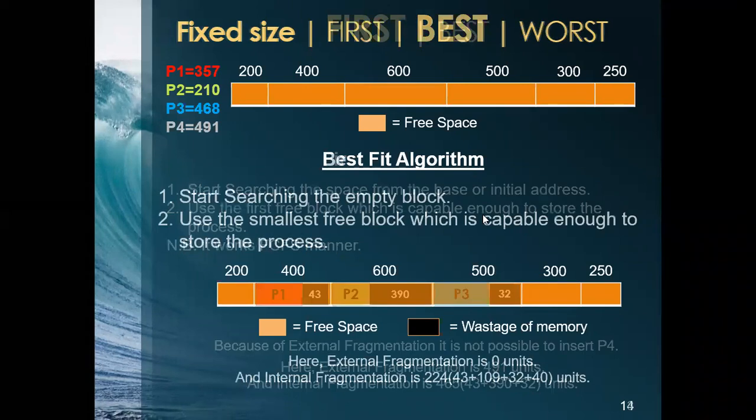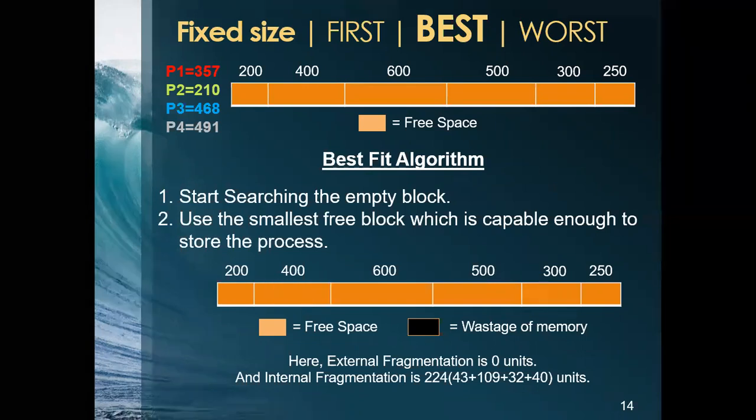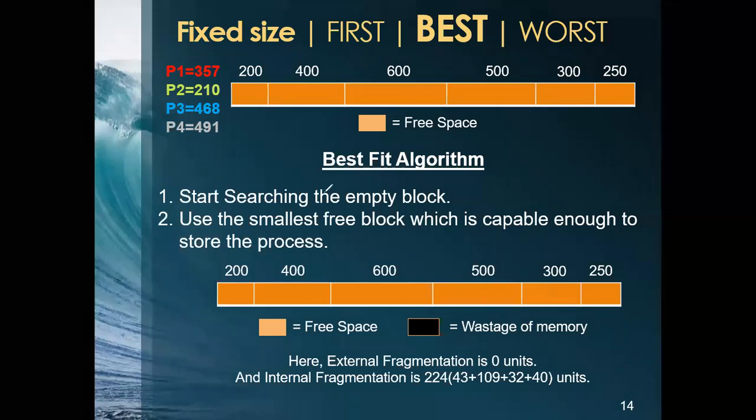Same we go for the next one. In the best fit, let's go for the worst fit. Best fit. So in the best fit algorithm, what we do, we search for the smallest space or smallest empty block fit enough to allocate the memory. So which one here is the smallest to fit? Wait just a minute. 357.